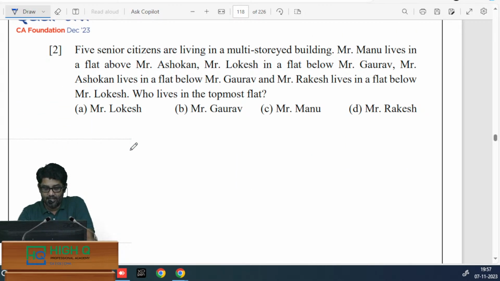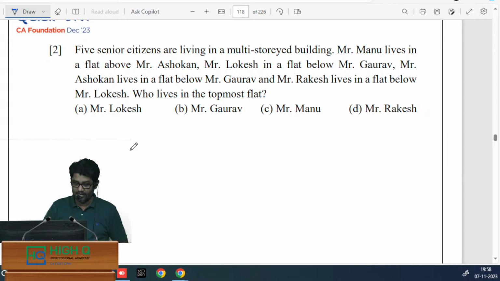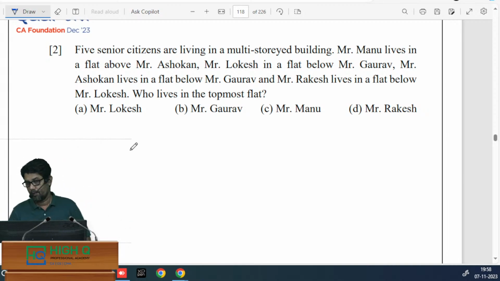5 senior citizens are living in a multi-storied building. Mr. Manu lives in a flat above Mr. Ashokan. Mr. Lokesh lives in a flat below Mr. Gaurav. Mr. Ashokan lives in a flat below Mr. Gaurav. Mr. Rakesh lives in a flat below Mr. Lokesh. Who lives in the topmost flat? Can you please tell me who lives in the topmost flat? Please arrange it. Who lives in the topmost flat?